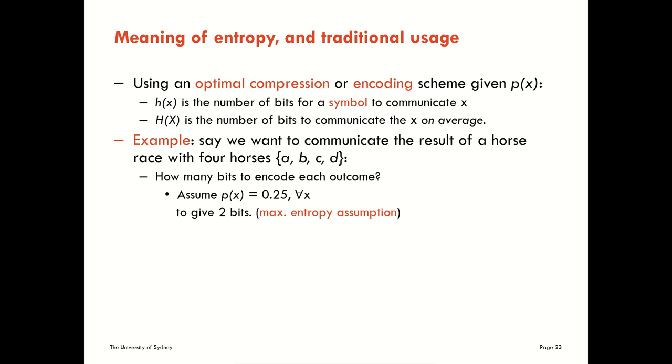Now this probability distribution function here is obviously a maximum entropy distribution function. Whenever our outcomes are equally likely, that gives us the maximum possible entropy across that many realizations. But there could be other distributions for the winners. We could have a skewed distribution where horse A has a 50% chance of winning, horse B has a 25% chance, and horses C and D only have a 1 in 8 chance each.